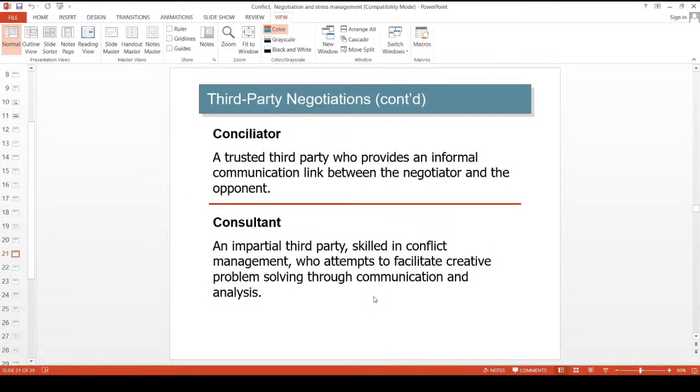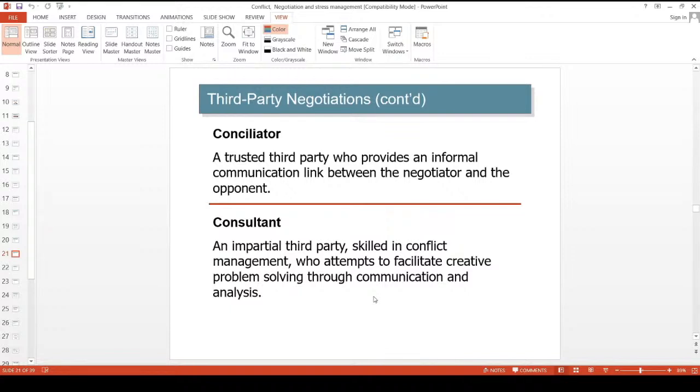Similarly, another approach is termed the conciliator, a trusted third party who provides an informal communication link between the negotiator and the opponent. Again, this is similar to the mediator, a third party which is mutually agreed upon or trusted by both parties. And this is again a more informal process. It involves informal communication between the conflicting parties, and that conciliator will finally reach a particular solution which is agreed upon by both parties.